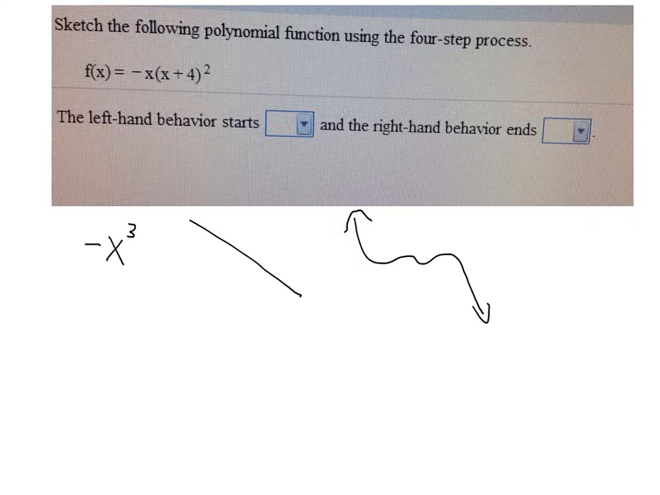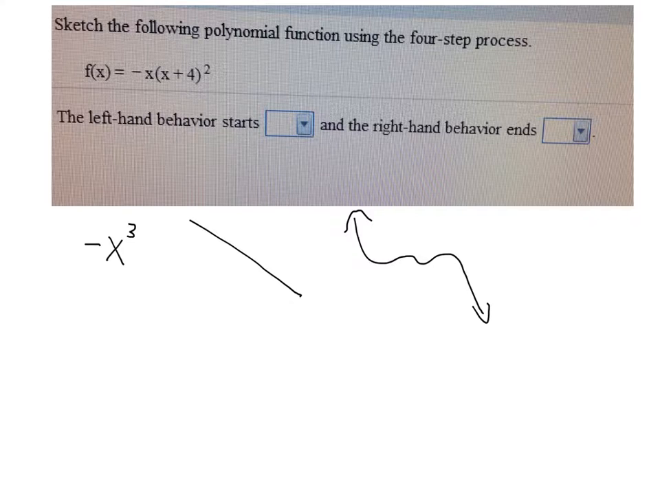And I'm a visual person, so I'll draw a picture. That means my left hand side, this side, is going to go up, and my right hand side is going to go down. So that's how we'll answer this first part of our question in order to sketch the graph.